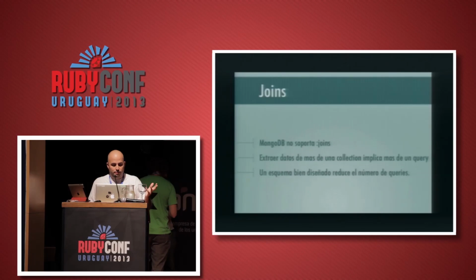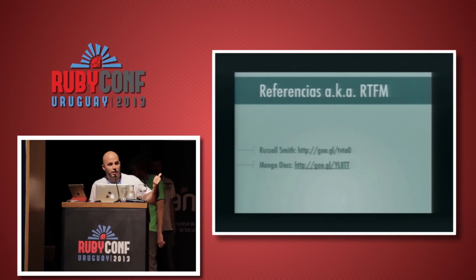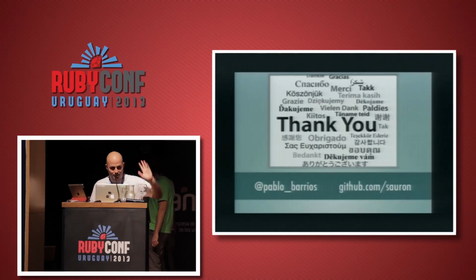The joins. MongoDB does not support joins. For some, this is a surprise. For others, not. If we want to extract data from a collection, you always have to do a separate query. It doesn't support transactions, so be careful with the callbacks and the nested attributes. These are some of the references.